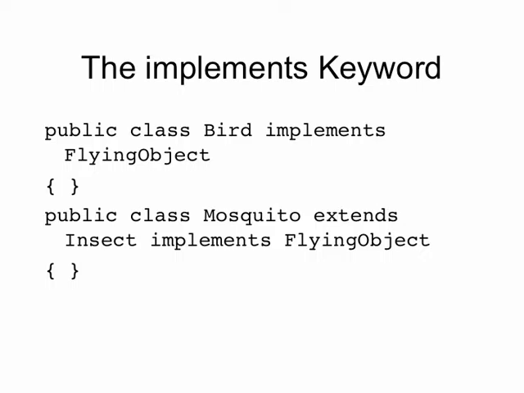We can also see an example with Mosquito here. Public class Mosquito extends Insect, implements FlyingObject. Insects, I guess, are not necessarily flying, and so if we want to make an insect that flies, we have to add something special, like a fly method and an isFlying method. So public class Mosquito would have Insect as its superclass, and it would need to provide an implementation for both of the abstract methods, both of the methods inside the interface FlyingObject.